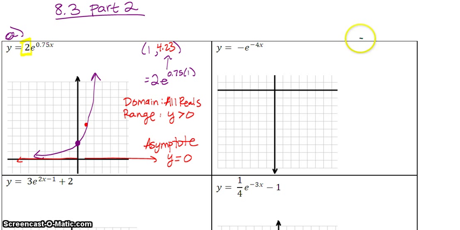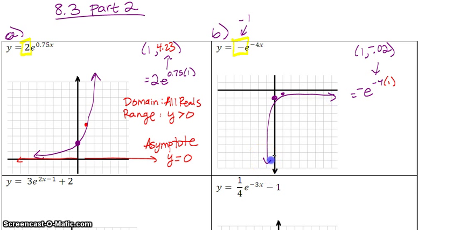All right, let's check your work for part B. First of all, it doesn't really have a y-intercept, though it has that negative right there, so that means that the y-intercept is at -1. When I find my other point, I type this into my calculator, and you should end up with -0.02. And so my graph looks something like that.